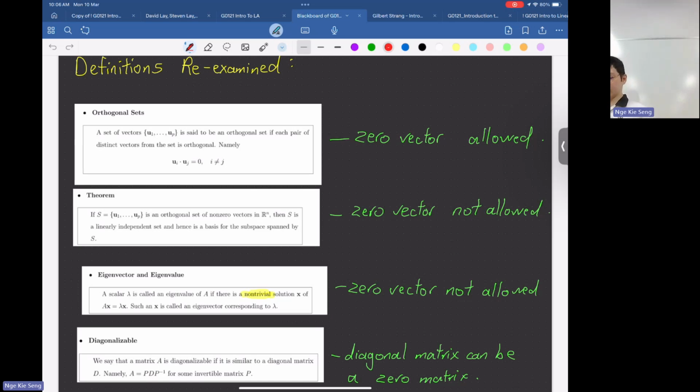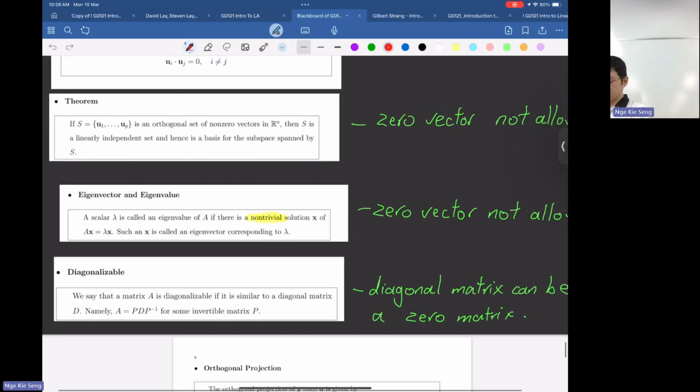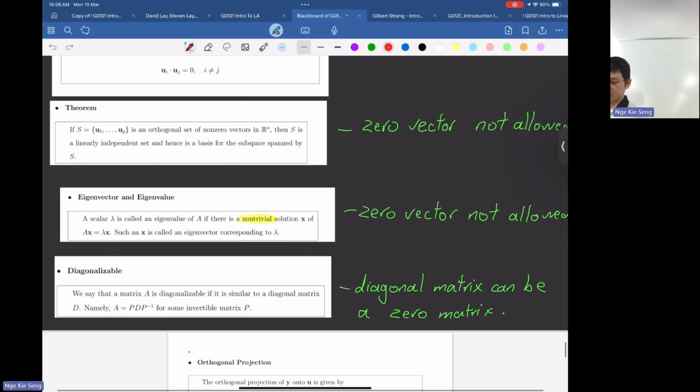But if you look at the definition of a diagonalizable matrix, what does it mean? If you can write it as PDP inverse for some invertible matrix P. In this case, actually your A could be the zero matrix. Why? What's the eigenvalue of a zero matrix? 0. With multiplicity, what? What's the multiplicity? It depends on the size of your zero matrix, correct?